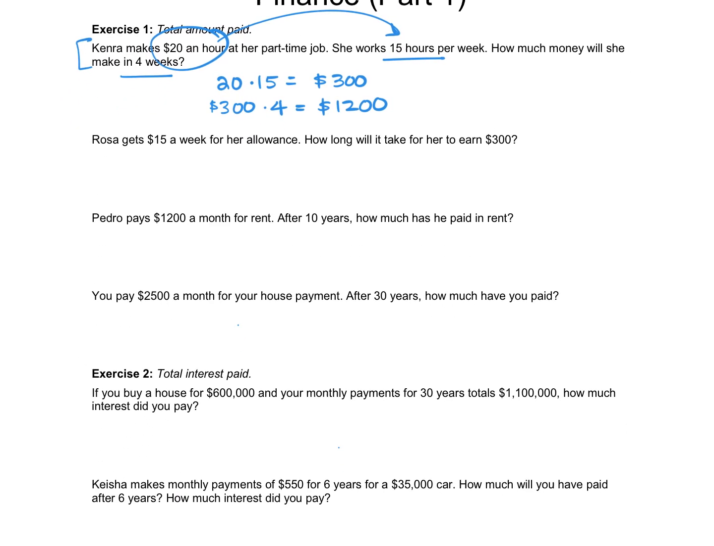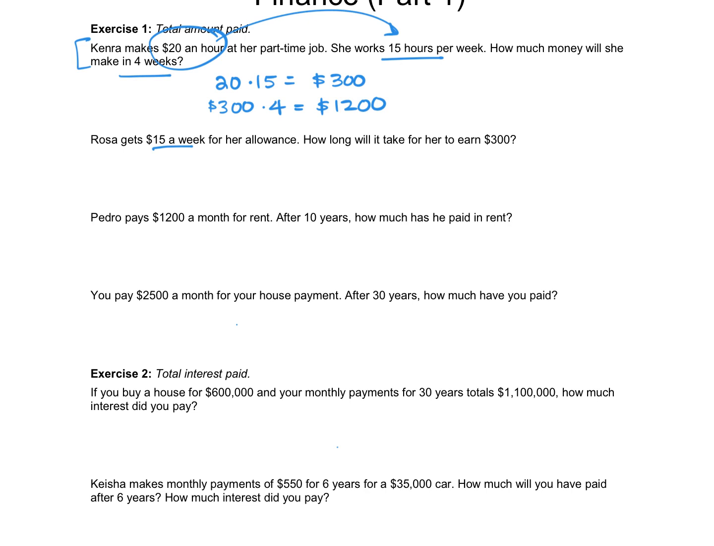Next, we have Rosa. She gets $15 a week for her allowance. And the question is the opposite this time. Instead of finding out how much money she'll have in the end, we want her to have $300. So we want to know how long it's going to take her to earn that $300. We know the outcome we want is $300, and the way we're going to get that is by doing $15 for every week, so $15 per week. If she worked 2 weeks, it would be 15 times 2, but that would only be 30. So we need 15 times some amount, and that's going to be 300. So we can set that up as an equation and solve.